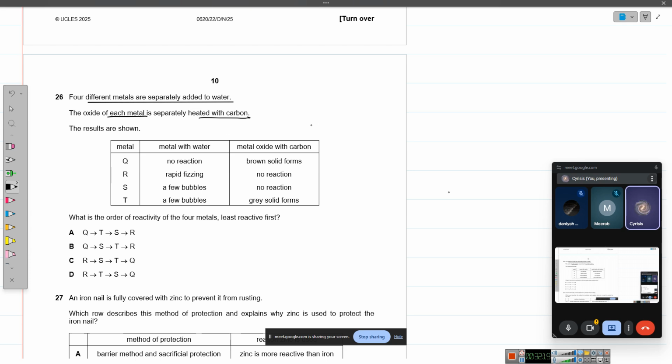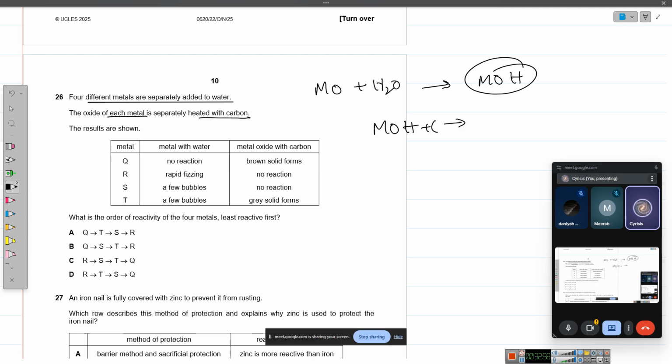So keep in mind, we have no reaction with water. These are oxides of the metal, which are like metal oxide with carbon. Brown solid forms. That means when you heat the metal oxide with carbon and a brown solid is forming, something is forming, a new product is forming. Now keep in mind, whenever you put a metal oxide in water, what does it give you? Metal hydroxide.